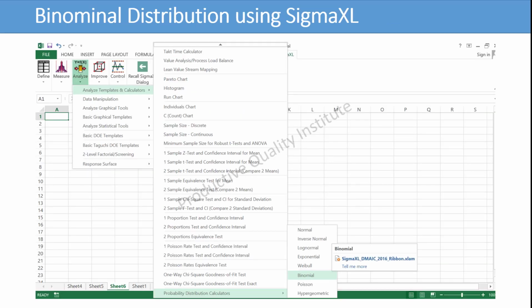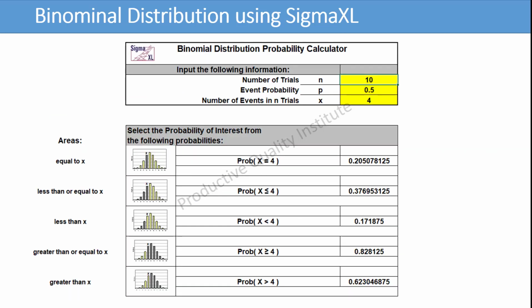To access the binomial distribution probability calculator in Sigma Excel, click Analyze, then Templates and Calculators, then Probability Distribution Calculators, then Binomial. The template gives the following default example. By entering the number of trials, event probability, and number of events in n trials, you can check different probabilities of interest according to the required analysis.